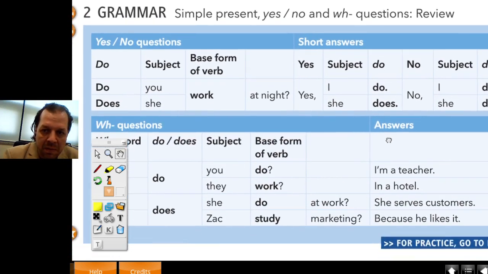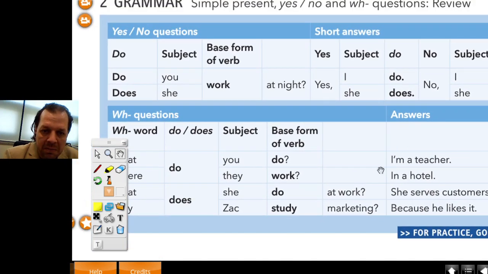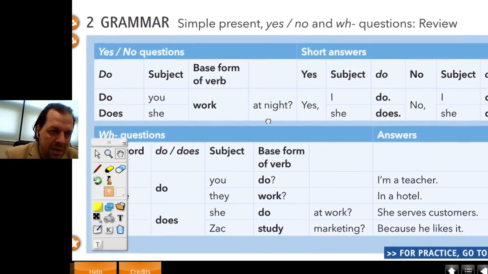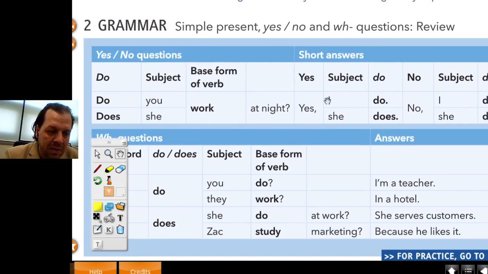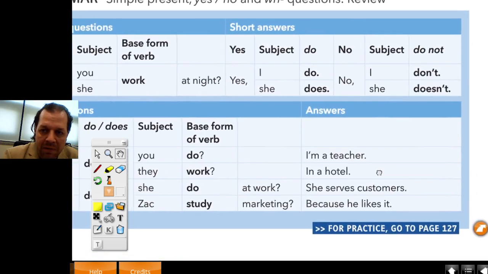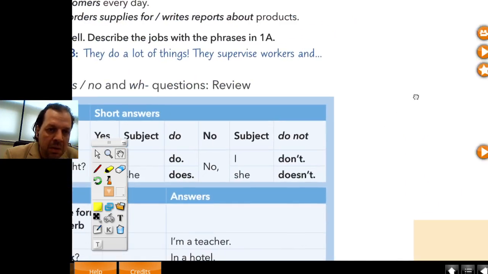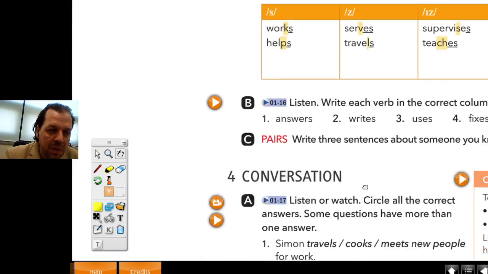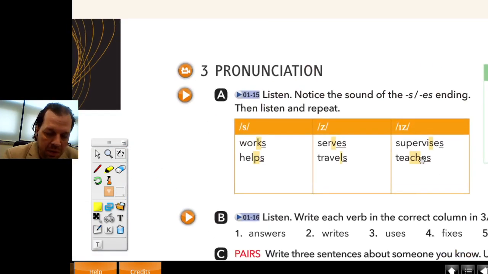Okay, there's another grammar review here. I'm not going to spend a lot of time with this one as well. It's simple present, yes, no, and question words. So I'm very sure most of you do already have a very good understanding of this. But go to page 127 and finish that page. Okay, when you're done that, we're going to go through some pronunciation here.